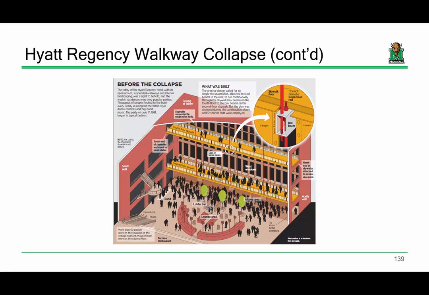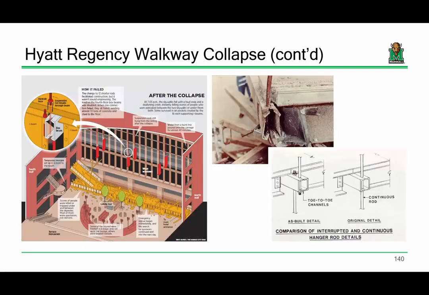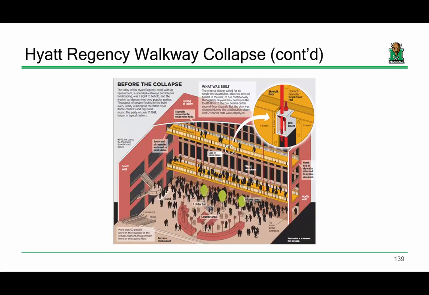And here's the connection, okay? This is the connection, and the connection involved the inclusion of a threaded rod. What happened was this connection right here between the second and fourth story essentially ripped through and collapsed. So not only did the second floor skywalk fall, but the fourth story skywalk fell on top of them.